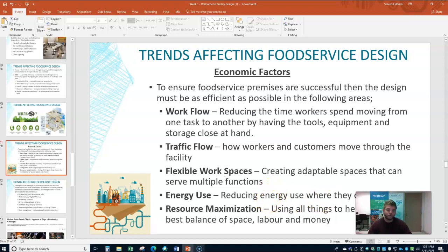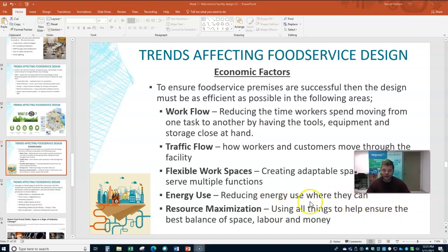Energy use, so reducing energy where we can from the economic appeal of this. And then resource maximization, which is using all the things that we've talked about here to help ensure the best balance of space, labor, and money. So these are some of the economic factors that are now trending in food service design, and we look at all of these to ensure that we have set up a proper front of house, back of house area for all of our customers to eat in, but our employees to work in.